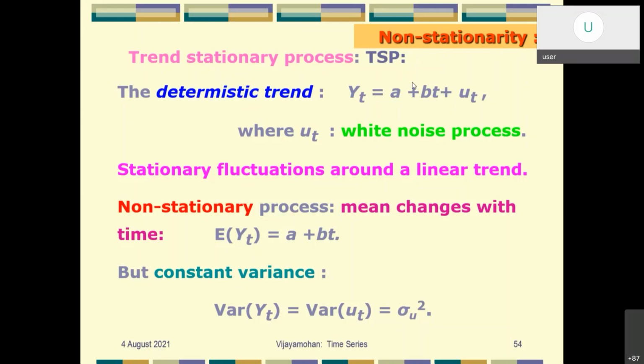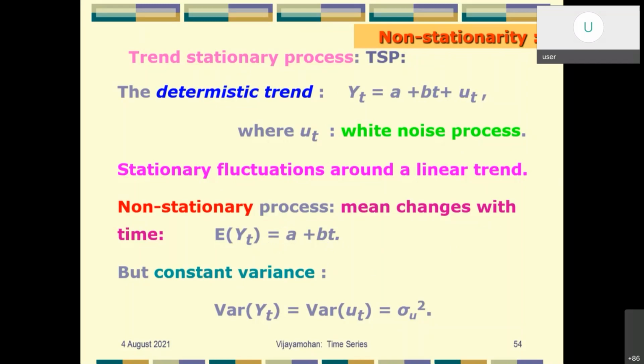Now, for a non-stationary process, we know the mean changes with time. So if we take the expectation of this series, that is, the mean of this series, we can find that this is equal to a plus vt, because the expectation of ut, the mean of ut, is 0. So we get the mean of the trend stationary process as a plus vt. The mean is changing with time. It's a function of time.